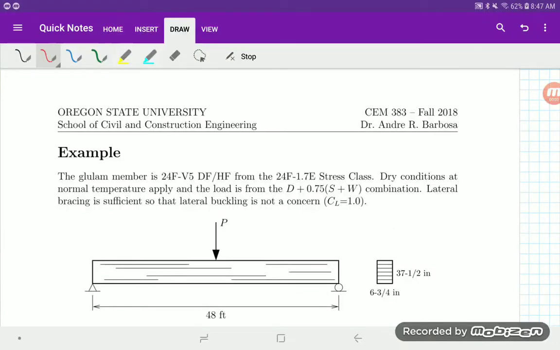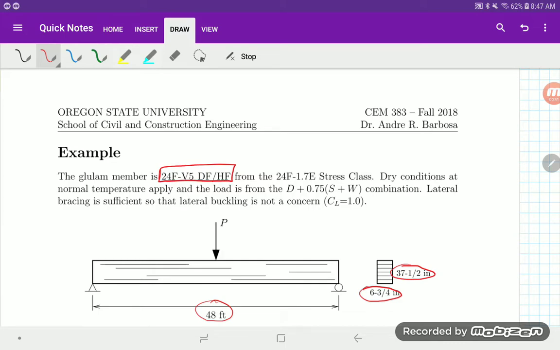Okay, we're back. We're going to start with this example. It's a Glulam beam. The Glulam beam is simply supported on either end, and the span is 48 feet. The Glulam member has several laminations, so it's a pretty deep section, 37.5 inches, and the width of the section is 6 3/4 inch.